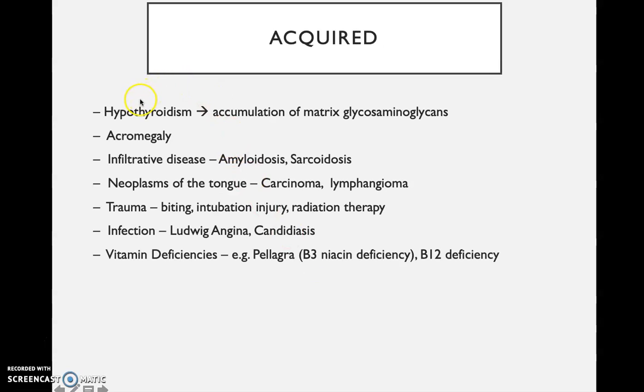If it's acquired, for example, okay, just now it's congenital if you have hypothyroidism and you have cretinism. But acquired means sometimes if you remove your thyroid and you have hypothyroidism, then there will be accumulation of matrix glycosaminoglycans in your tongue, and you have macroglossia. Acromegaly, infiltrative disease such as amyloidosis, sarcoidosis, okay, neoplasm of the tongue, trauma, infection, and some vitamin deficiencies.